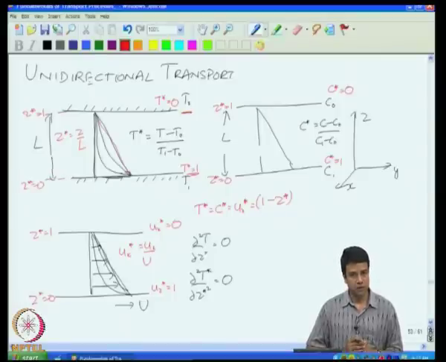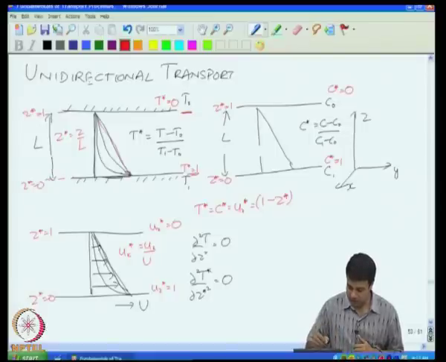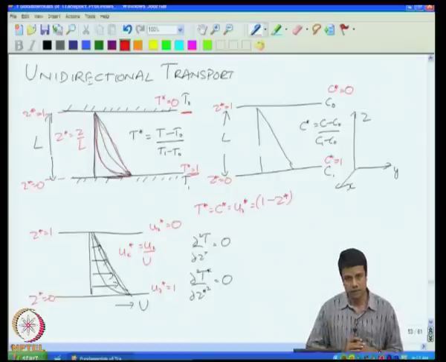However, one could also consider unsteady situations. For example, you have this entire system at one constant temperature T naught, and instantaneously you change the temperature of the bottom surface to T 1, and the temperature is going to change as a function of time. It's going to look something like this at very early times, and as time becomes larger and larger, you're going to get a flat profile in the long time limit.